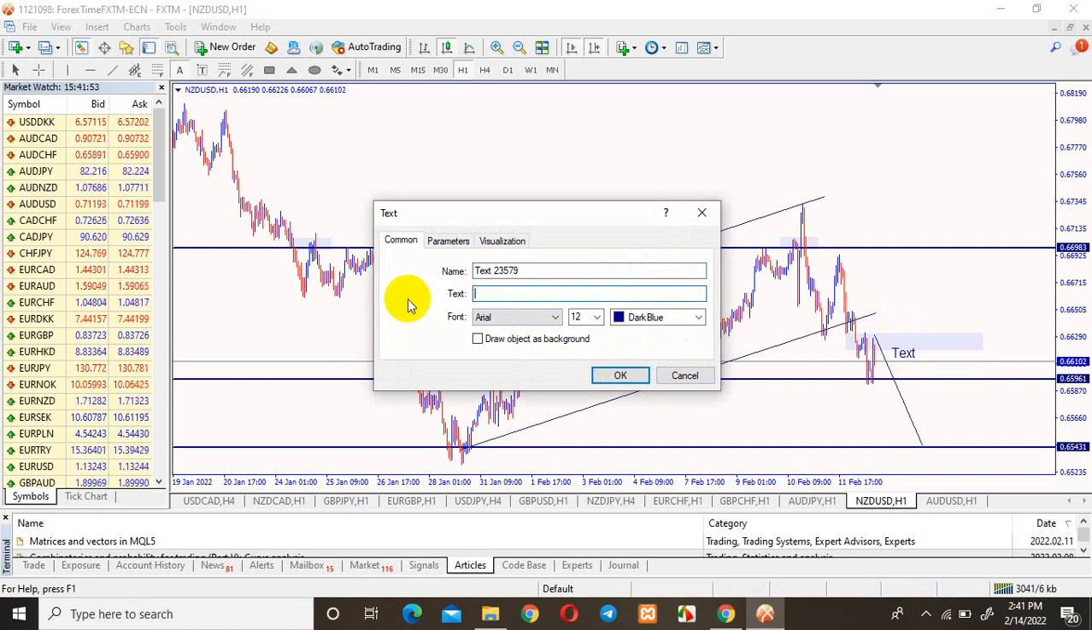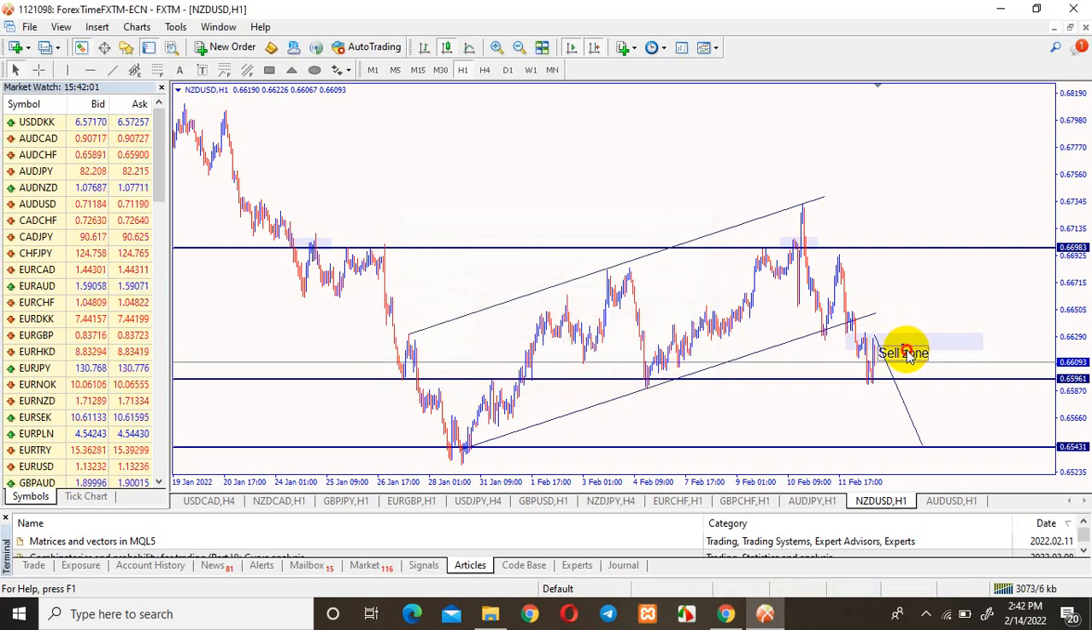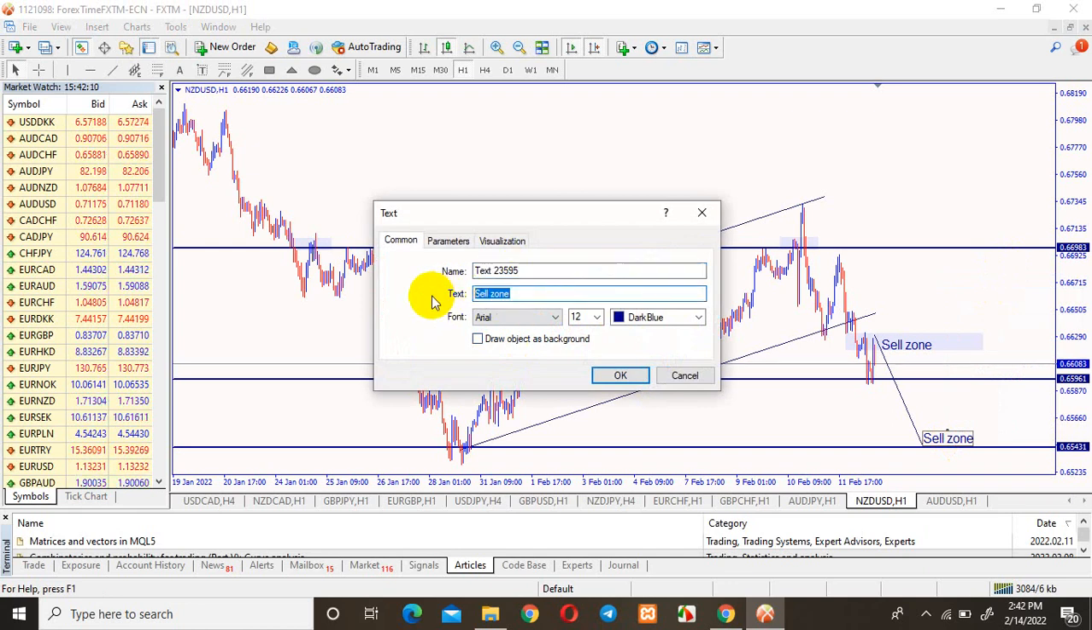So as usual, I call here my sell zone. Then what is my target profit? Here should be our target profit.